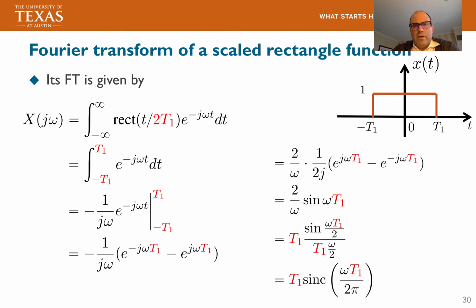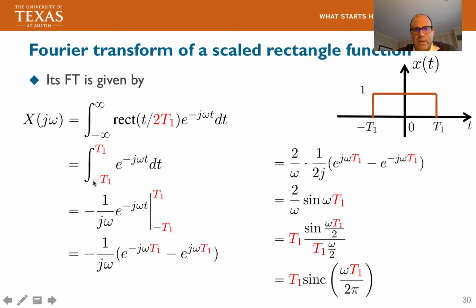So we just did the Fourier transform of a sinc. Now let's do the Fourier transform of a scaled rectangle function. So we're going to scale the rectangle from minus t1 to t1 now. And this is very similar to one of the examples that we did earlier with the Fourier series. So we can write this as the rect of 2t over 2t1. And then we're going to integrate from minus infinity to infinity.